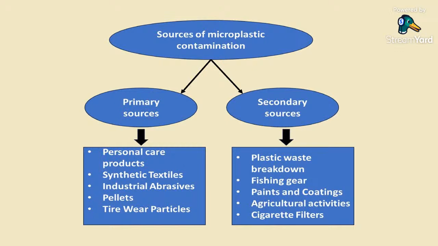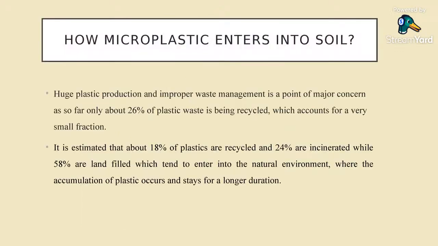Now, here are examples of the sources of microplastic contamination. As we already discussed primary and secondary sources, examples are personal care products, synthetic textiles, industrial abrasives, pellets, tire wear particles, and in secondary sources, plastic waste breakdown, fishing gear, paints, coatings, agricultural activities, or cigarette filters. Now, next is how these tiny particles or microplastics enter into the soil.